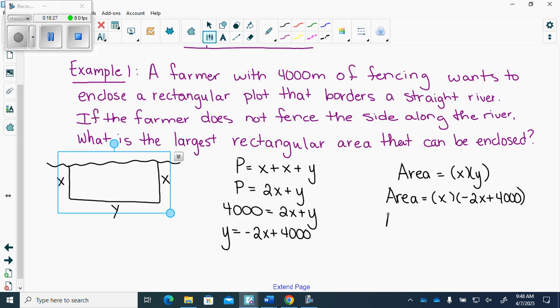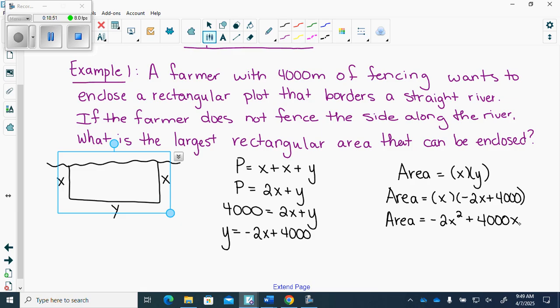So we have area equals negative 2x squared plus 4,000x. And then last year you had to complete the square in grade 11 so that you could get into vertex form. Your x value was whatever the variable would be, and then your maximum was the y of the vertex. Now we want max area.